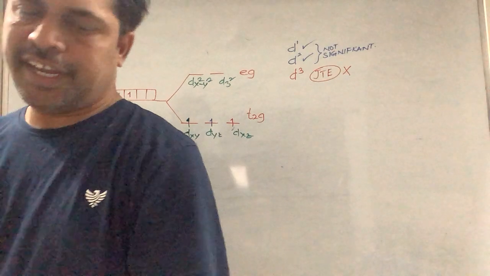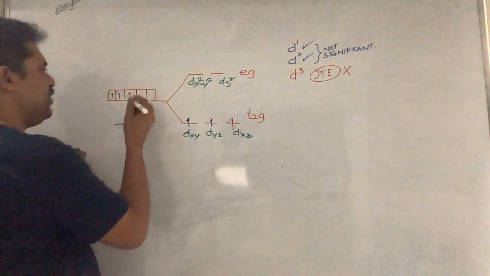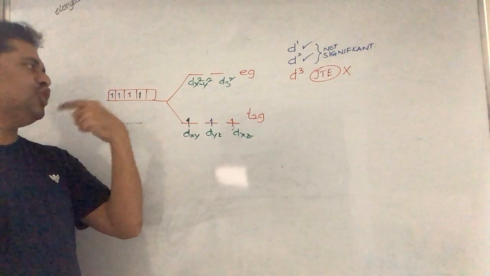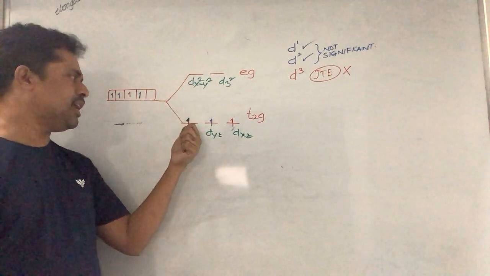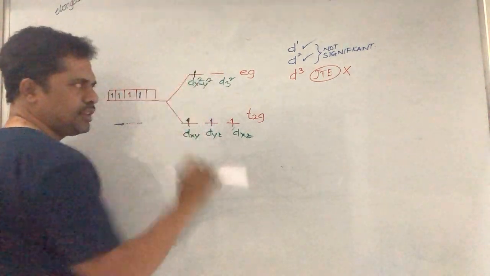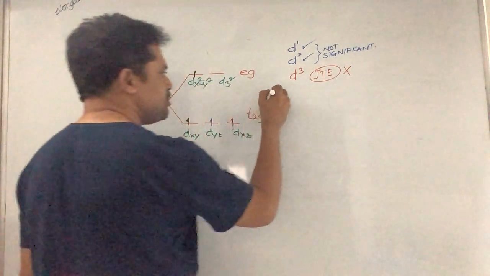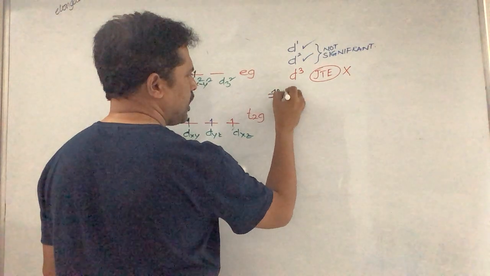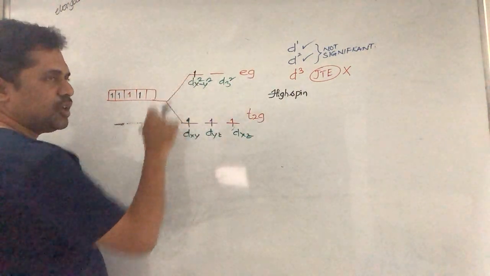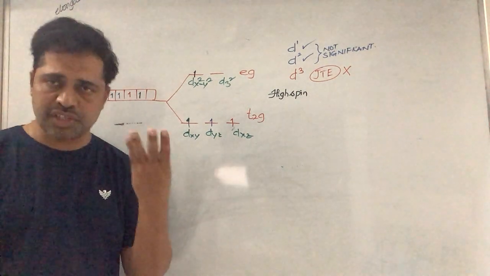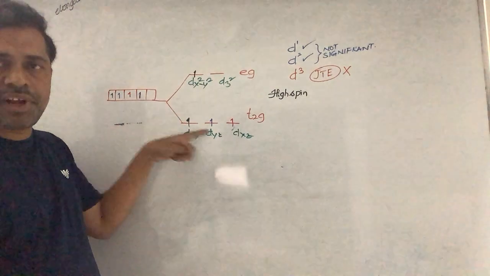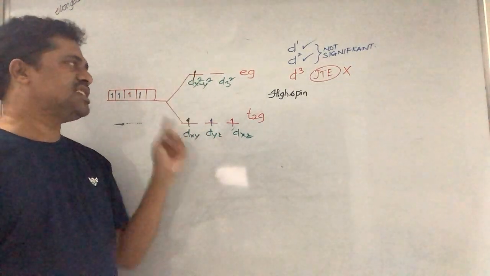Now the interesting point will come: d4. Where do you want to give the 4th electron? Here or here? If you keep the electron here, that's called a high spin complex. High spin, why? Because the number of unpaired electrons is going to be very high, 4 unpaired electrons. If you keep the electron here, definitely the number of unpaired electrons will be only 2. So that's why this is called a high spin complex.